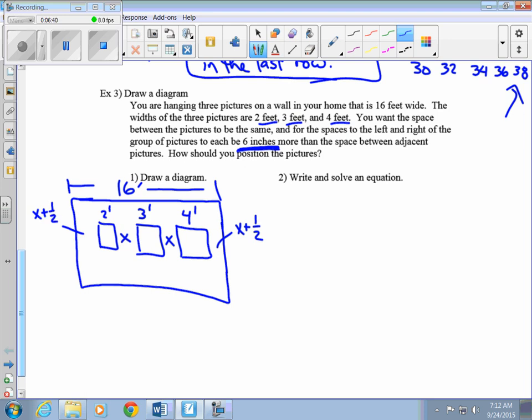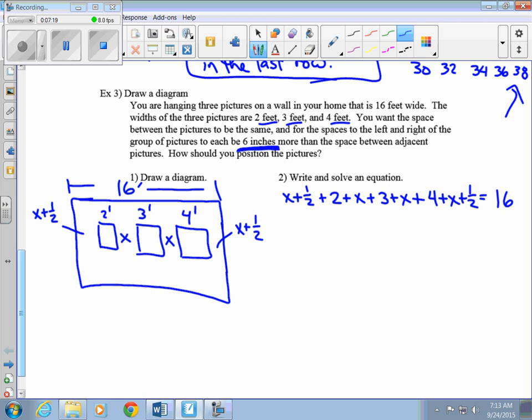And they want to know how would we position those pictures. So here's our problem. Well, we know that all of these added up, the x plus 1/2, the 2, the x, the 3, the x, the 4, and the x plus 1/2 have to equal 16. So that's going to be our equation. x plus 1/2 plus 2 plus x plus 3 plus x plus 4 plus x plus 1/2 has to equal 16 feet. So there's our equation.